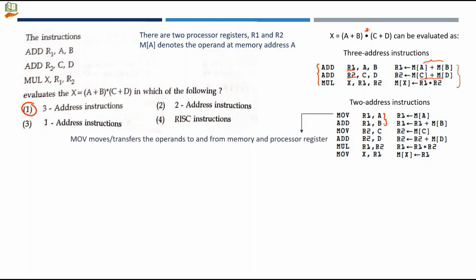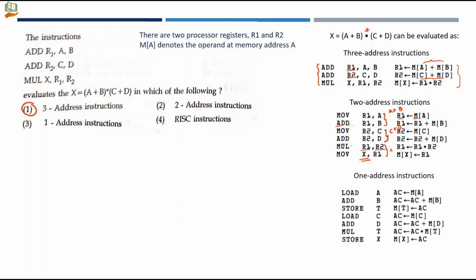What is the MOV instruction? This transfers the operands to and from memory and processor register. Similarly, for C and D, we have 2 instructions. MOV the contents of C to R2 and then add the content of D to the existing value in R2. These 2 will give A plus B. These 2 will give C plus D. Then these 2 will multiply the values in register 1 and register 2 and move the result to X. So this is why we mentioned multiplication first and then MOV instruction next.